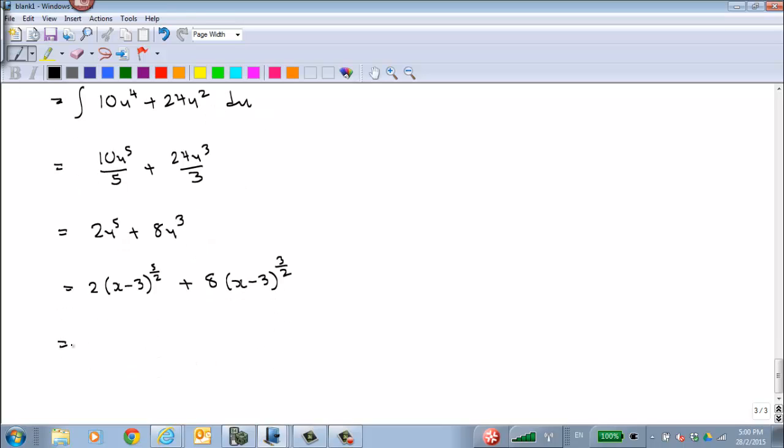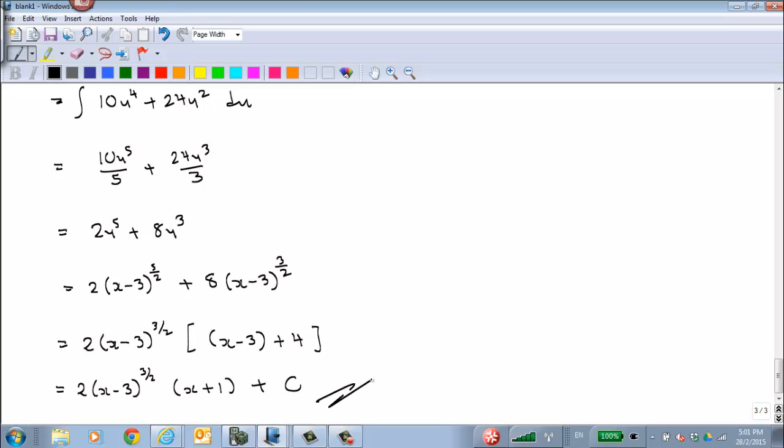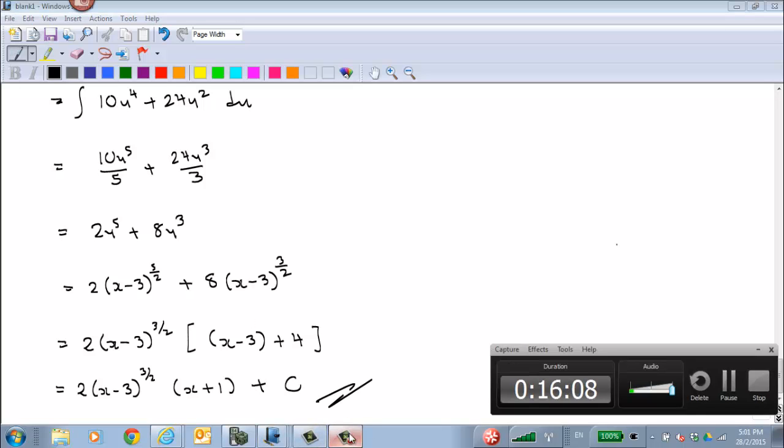And then from here, we will do a bit of simplification, and we will obtain the answer given to you in the answer key.